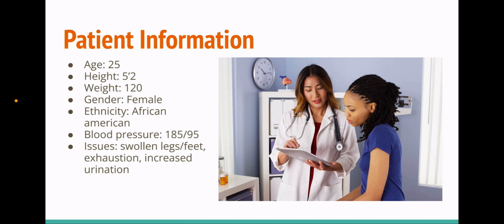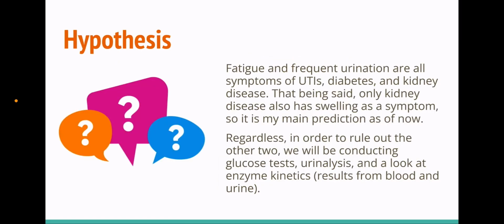And when she does leave the bed, it is for frequent urination, which is abnormal for her. Most importantly, her legs and feet are swollen. Now, this all to me are symptoms of kidney disease. However, the fatigue and frequent urination are also common symptoms for UTI and diabetes. So that I can rule out those other possibilities and confirm or deny my suspicions, I'm going to be conducting a glucose test, urinalysis, and looking at her enzyme kinetics.